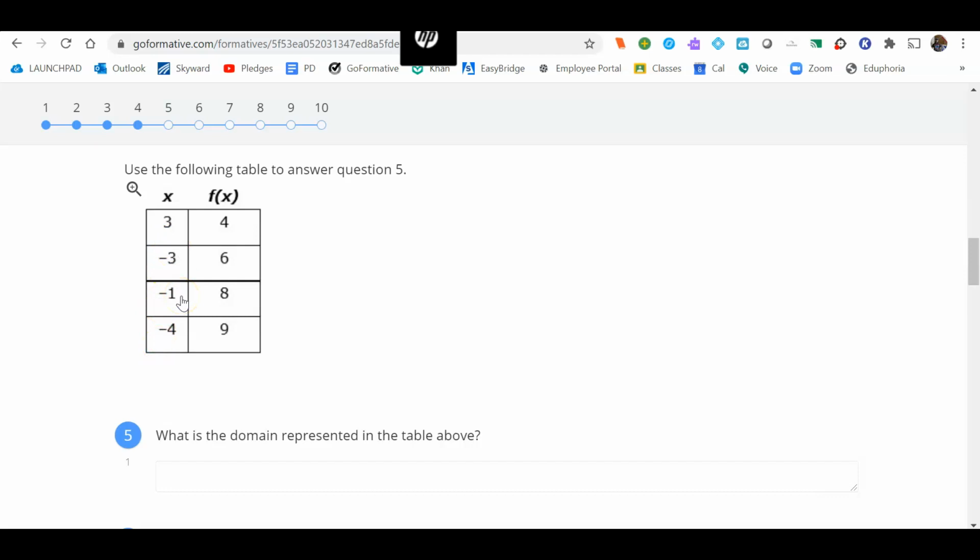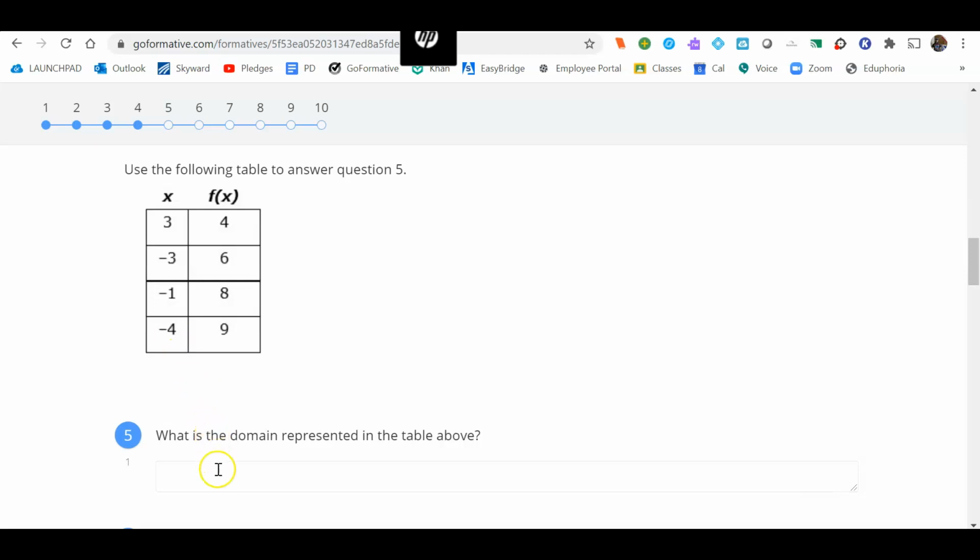Now, this might seem a little tricky, okay? Because what matters is the way we put our answer, okay? Now, Ms. Marrero, don't you think some students might want to put 3, -3, -1, -4 in that order? Yes. Why would that be wrong? Because we start with the lowest number and work towards the highest. We always put domain and range from least to greatest, okay? Always from least to greatest.